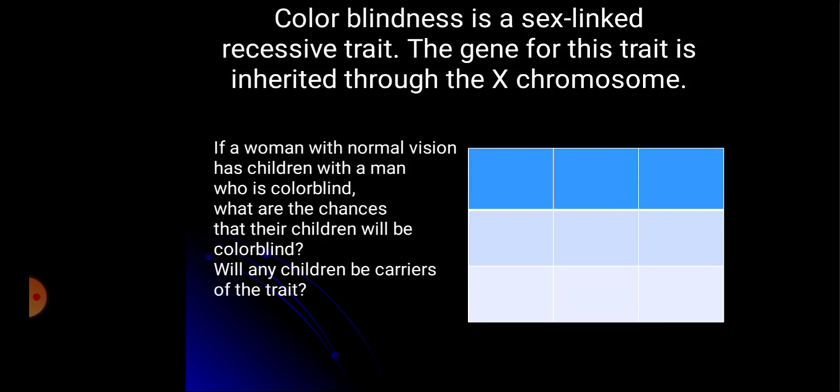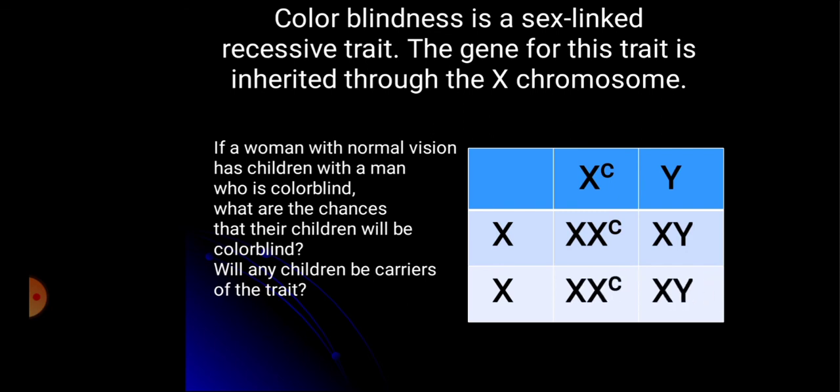Color blindness is a sex-linked recessive trait. The gene for this trait is inherited through the X chromosome. If a woman with normal vision has children with a man who is colorblind, what are the chances that their children will be colorblind? Will any children be carriers of the trait? It may be. Yes. Yan po. Maybe po ay namana po ito ng ninunuhan po natin.